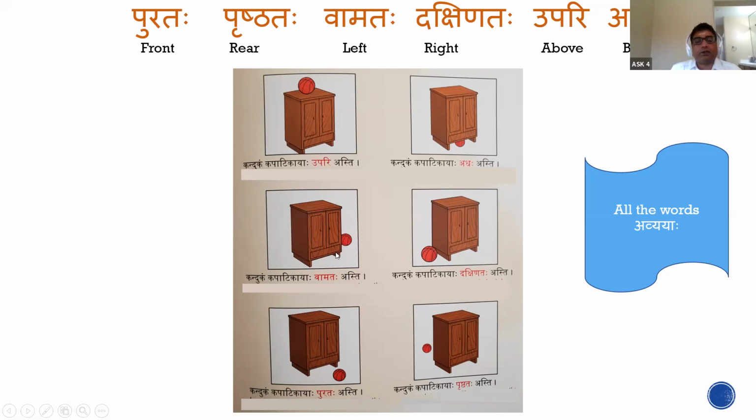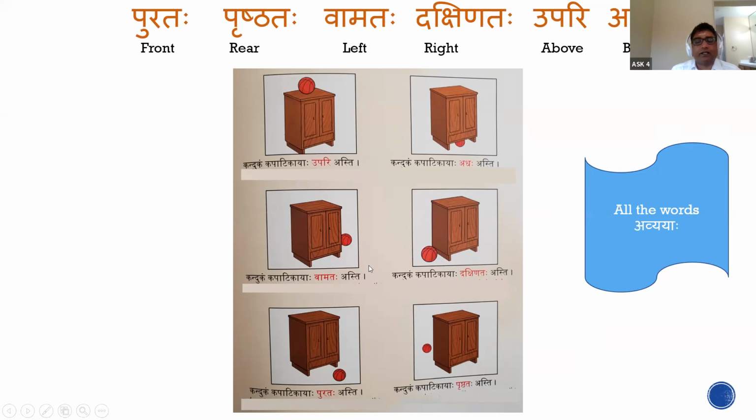Parantu Kandukam Kutra Asti, Mama Kutra Asti. Suppose I am looking from here, arrow mark is like this. Kandukam Mama Dakshinataha Asti. So it depends on with respect to what. Kapatikayaha Vamataha Asti, but Mama Dakshinataha Asti. Because if I am looking like this, I am here and my sight is the arrow mark like this, so for me it is right. Kandukam Kapatikayaha Dakshinataha Asti. Mama Vamataha Asti.